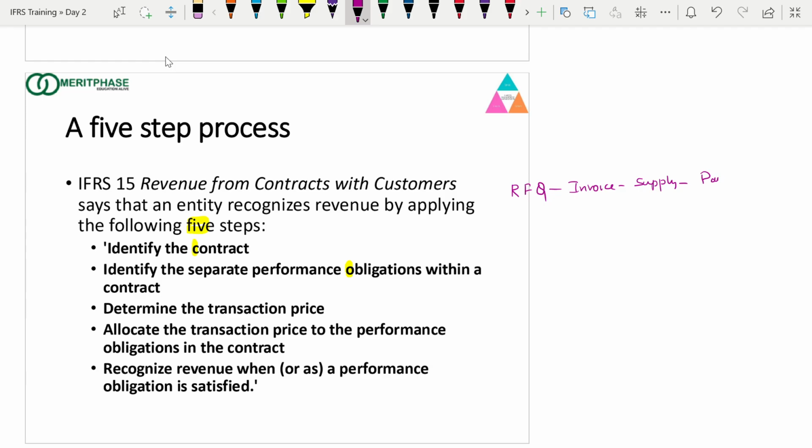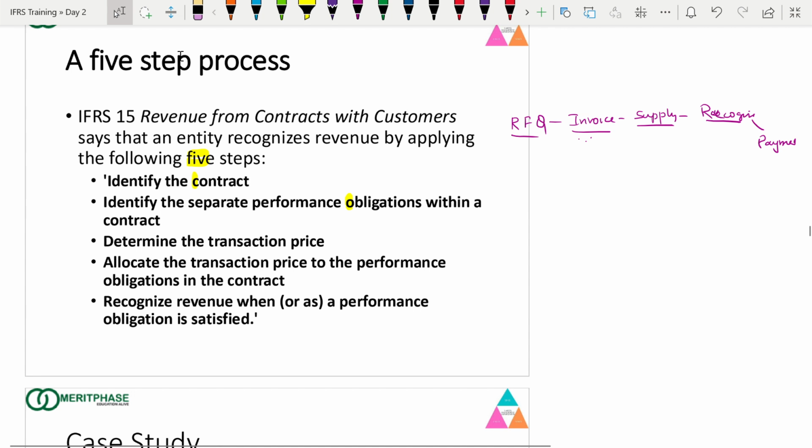You will recognize that you have received. Then after some time you will have payment. Sometimes you will pay in advance, sometimes you will pay in arrears. Sometimes you pay in advance, that's a different thing, but more or less you have this process. It means there should be an obligation, and definitely there should be a price. Without a price there cannot be anything. There should be a price.